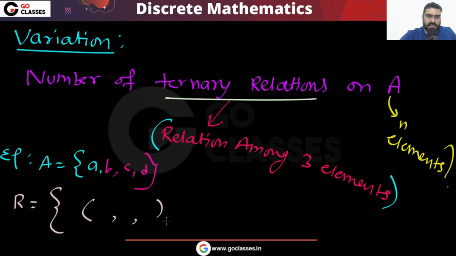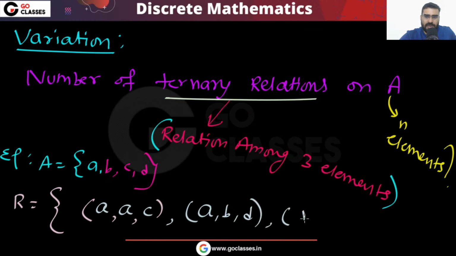Now it will have this type of ordered triples. For example, maybe A is related to C. Okay, so this is possible. Also, maybe A is related to B and that they are related to D. Also maybe B is related to B. So this type of triples you will have. Are you getting my point? What I'm saying is that this is your ternary relation.